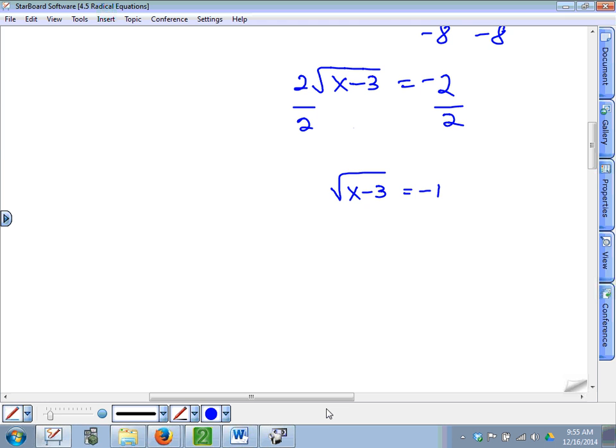Okay? If that's not making sense, you're going to have to go all the way to the end and check your answer and make sure it doesn't work. But if you really understand the principal square root, that's an impossible situation. The square root of x minus 3 can never equal negative 1. Okay? Because this is the principal square root. And the principal square root will always give you a positive number, not a negative number.